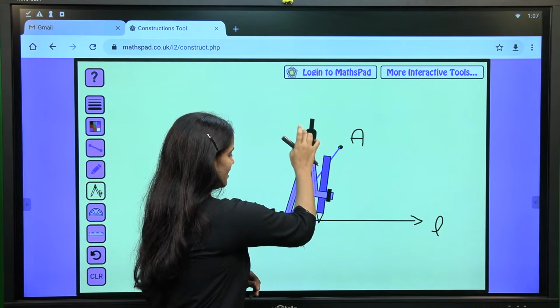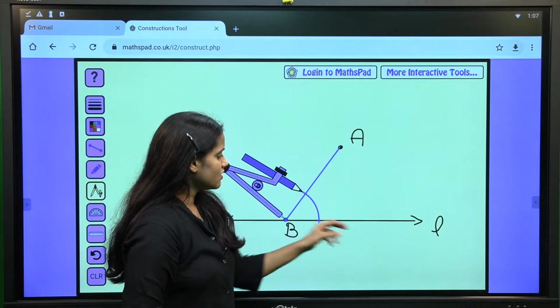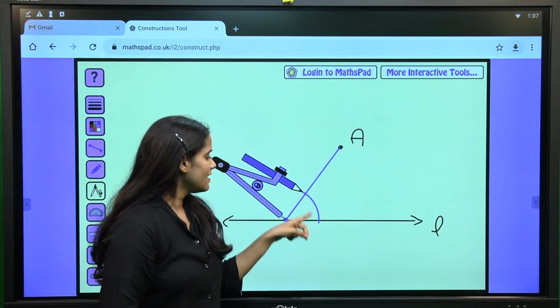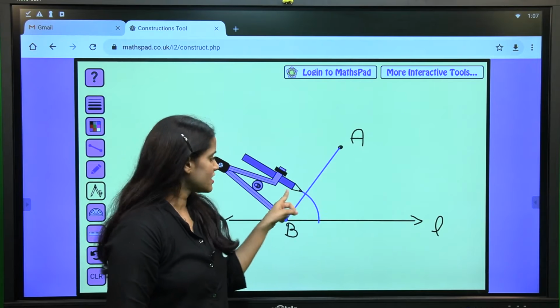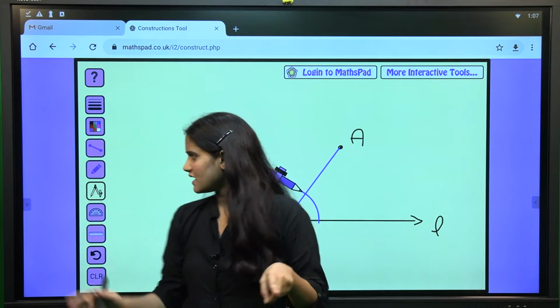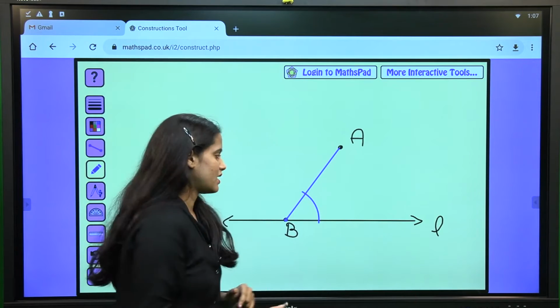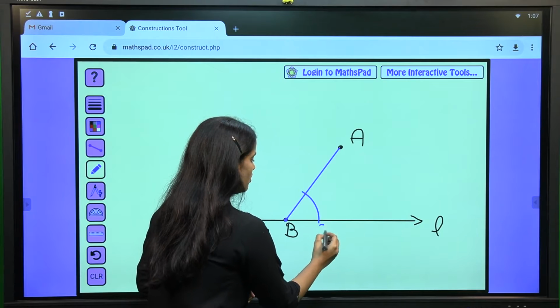Okay, and then I'll just cut an arc like this. Make sure that you cut an arc on line L and BA. There should be an intersecting point on both the sides, so you can name these points. You can name them P and Q or any alphabets you can use. I'll just name them as O and C.